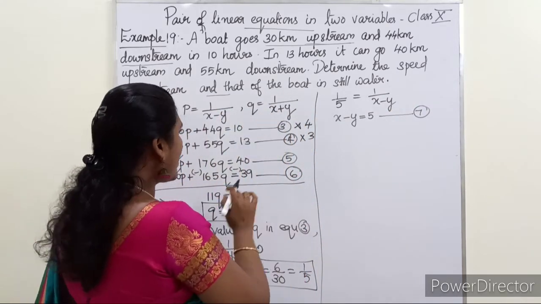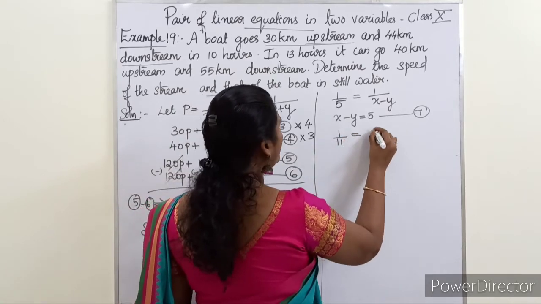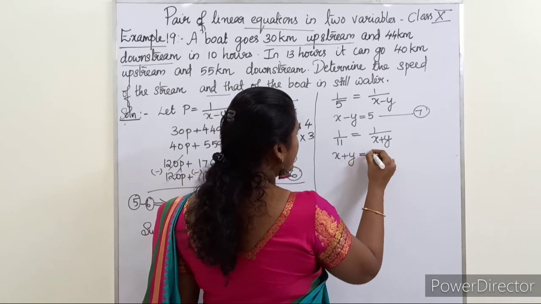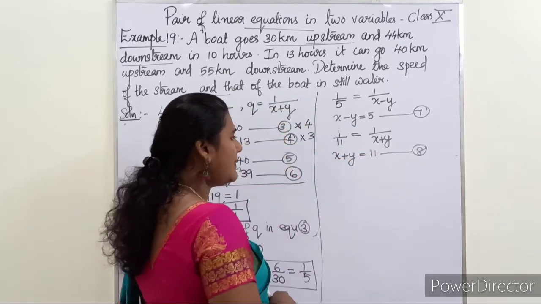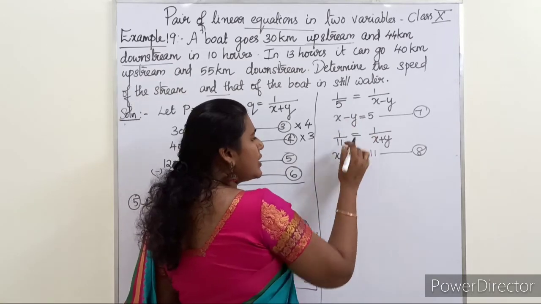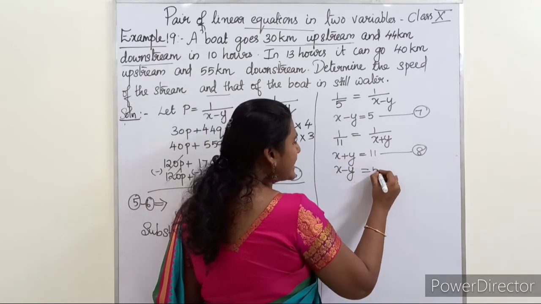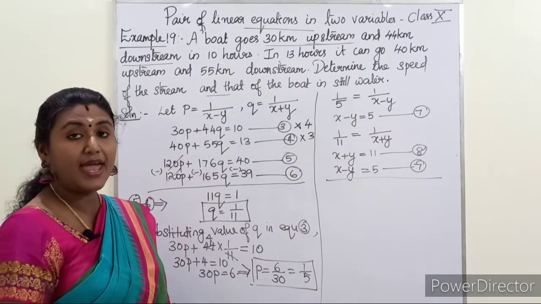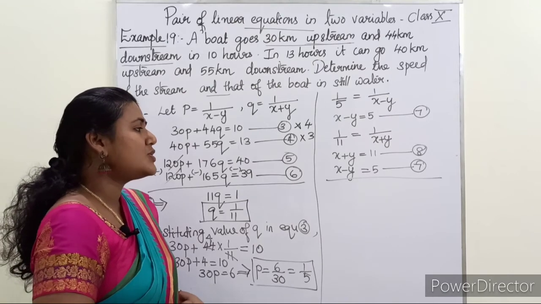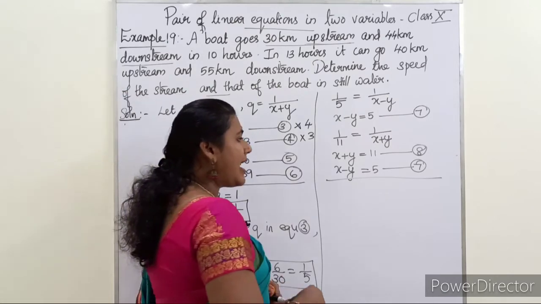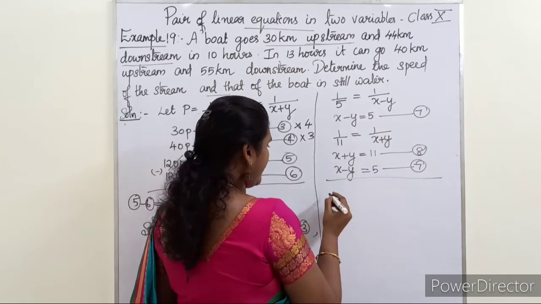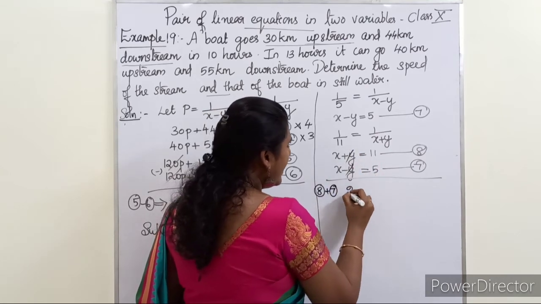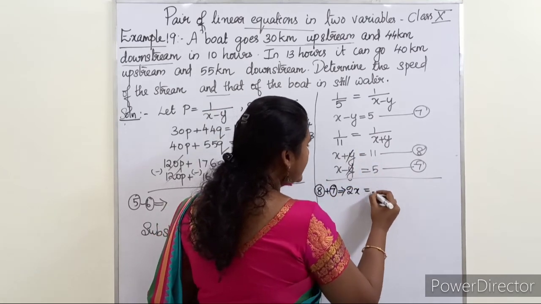Now q is equal to 1 by 11. So 1 by 11 is equal to 1 by x plus y. When you cross multiply, you will get x plus y is equal to 11. This is the 8th equation. So we got two linear equations in x and y. If you solve these two equations, you can find the value of x and y. So here I am going to eliminate the variable y by adding equations 8 and 7. So 8 plus 7: these two will get cancelled and 2x is equal to 16.